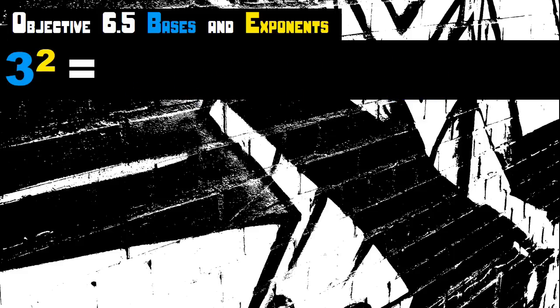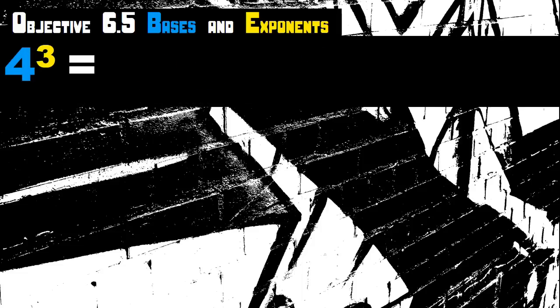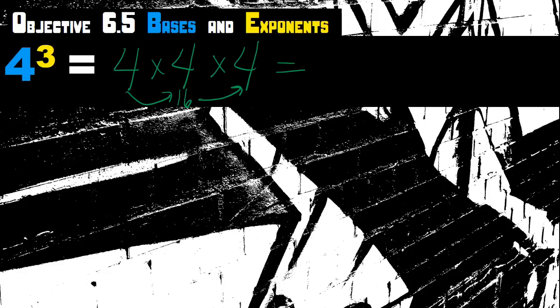So now we have 3 to the second power. We write that as 3 times 3. That gives us an answer of 9. And so we can say that 3 to the second power is equal to 9. So let's try another one. Here's 4 to the third power. That tells us we're going to do 4 times 4 times 4. And that equals, so 4 times 4 gives us 16. 16 times 4 gives us a grand total of 64.